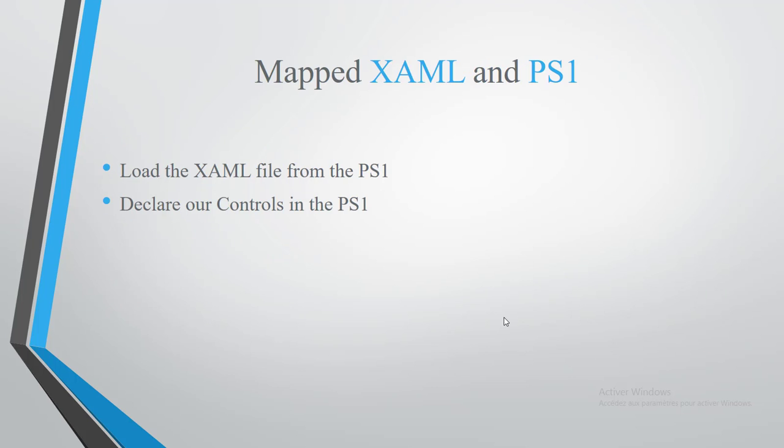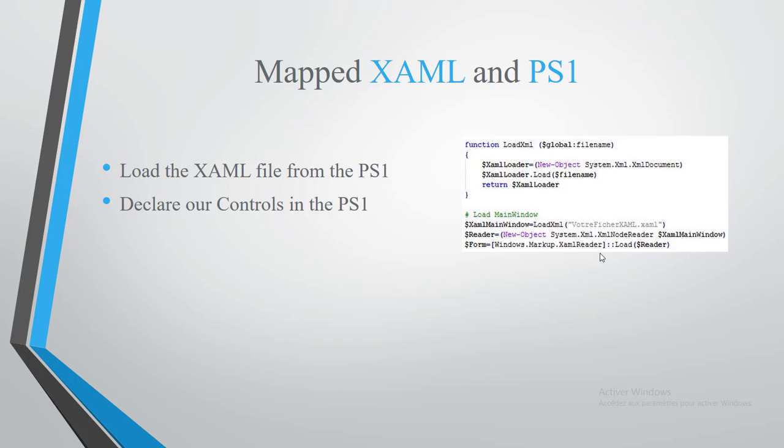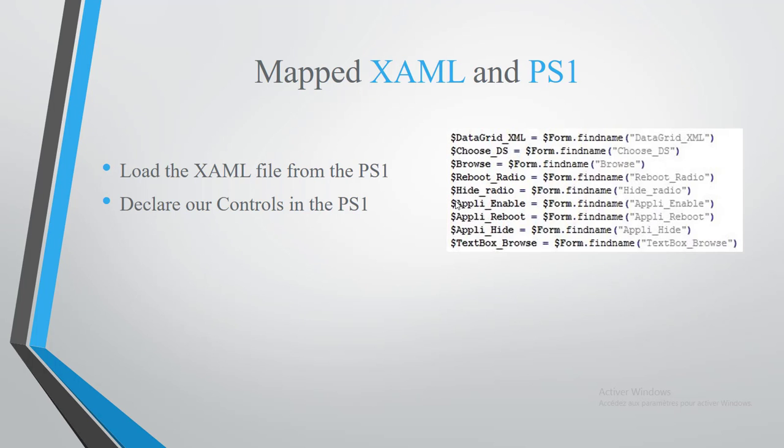Then, how to map the XAML file with a PS1 file? It's pretty simple. In the PS1 file, you have to use this part to load your XAML. It will load your graphic part. Just replace the XAML part with your files. Then you will have to declare your controls in the PS1 file, just like this. Each control is declared in my PS1 file.